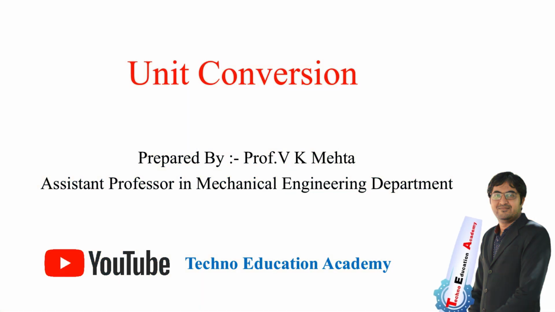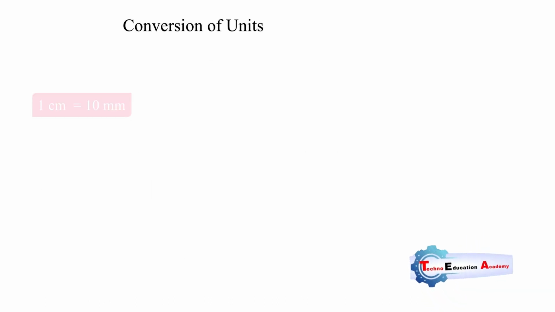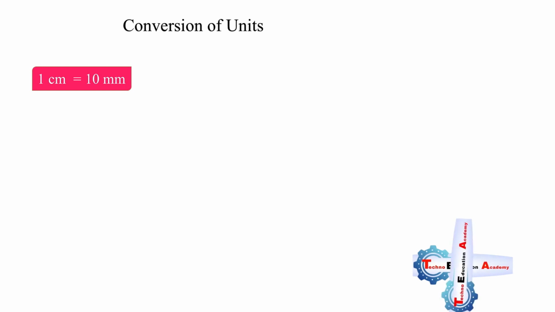In this video lecture, we will discuss the basics of unit conversion. Let's start with geometrical dimension. Whenever we measure the length, width, height, at that time some dimension is given in mm and we need to convert it into meter. Sometimes it is given in centimeter, then we need to convert it into meter. So basically we need to know the relationship between mm, centimeter and meter.